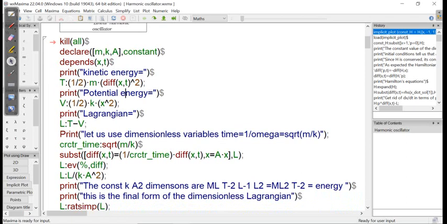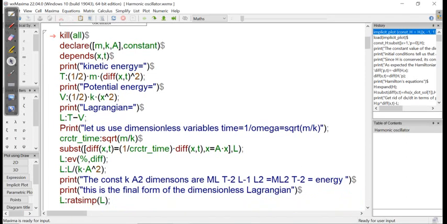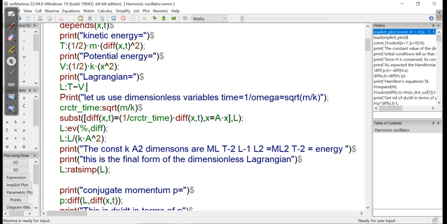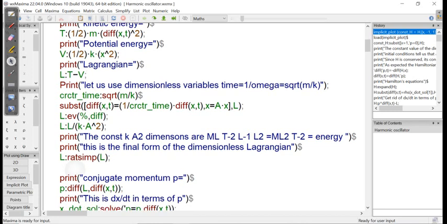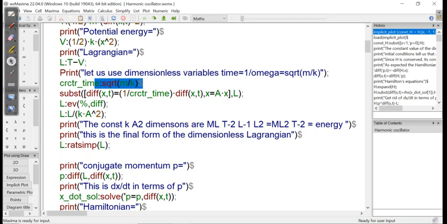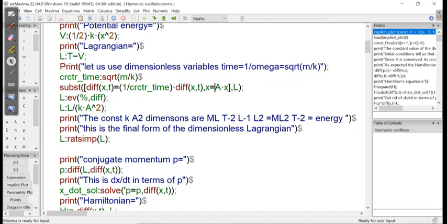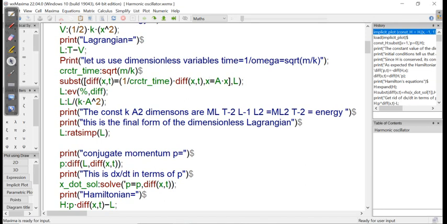We can write the Lagrangian easily, it's equal to T minus V. However, I am doing some non-dimensionalization here, based on the following: the square root of m over k is the dimension of a characteristic time. So I am normalizing all time variables with respect to this characteristic time, and also I am defining an important quantity, which is the amplitude of the displacement, by a capital A. So x, or any length, is normalized with respect to this amplitude.